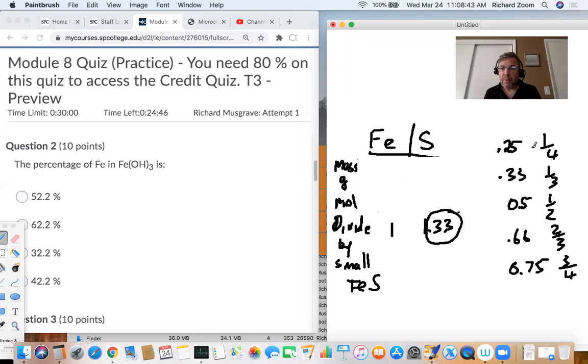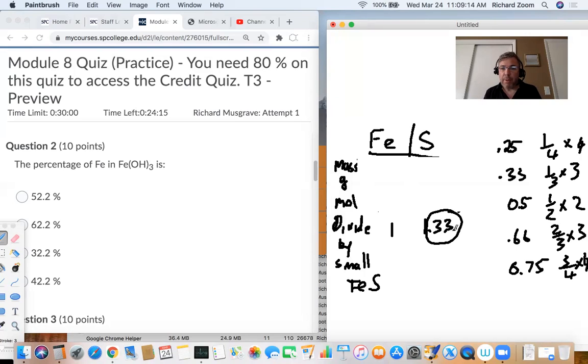So what we would need to do in each of these situations is multiply by whatever number would make this a whole number. So we have to be aware of these fraction to decimal conversions so that we can do that. So if it's 0.33, I'd multiply by 3. If it's a half, I'd multiply by 2. If it's 2/3, I'd multiply by 3. If it's 3/4, I'd multiply by 4. If it's 1/4, I'd multiply by 4 as well.